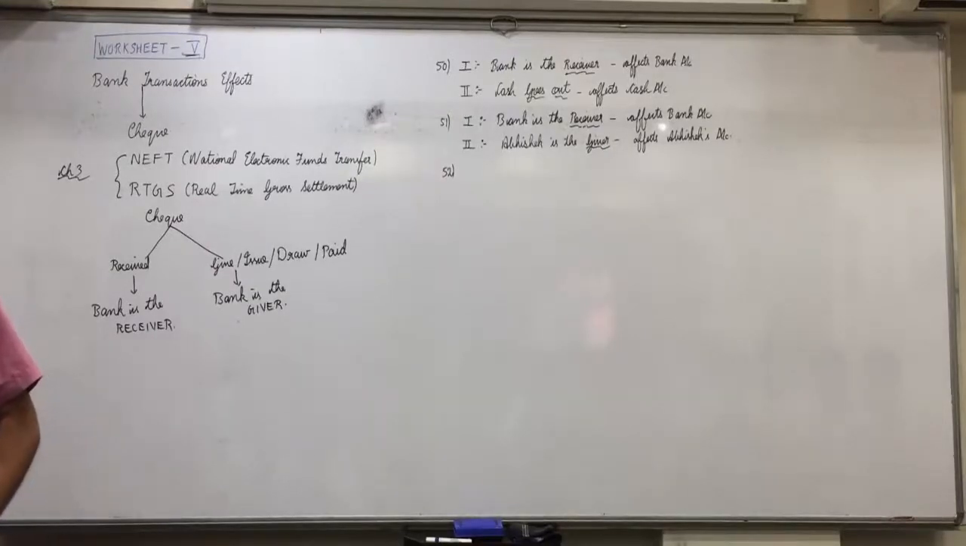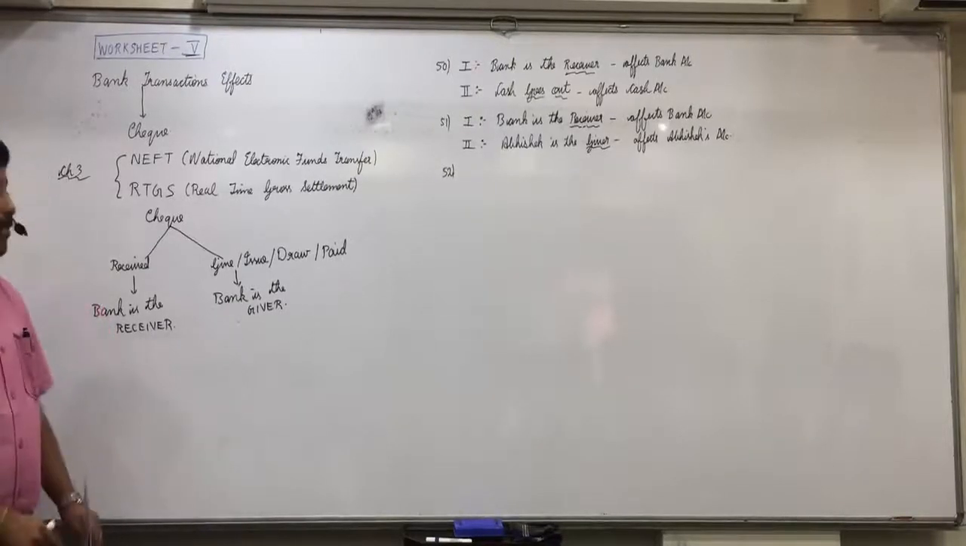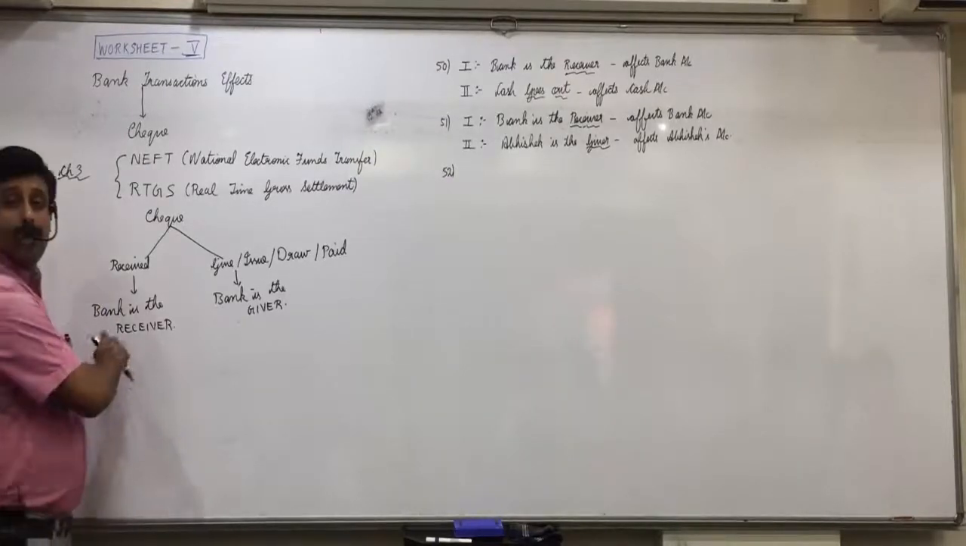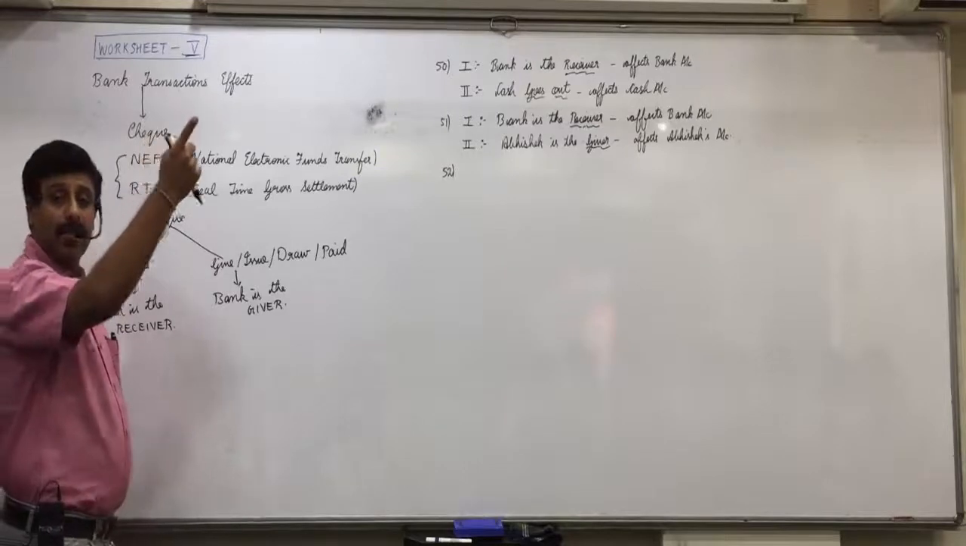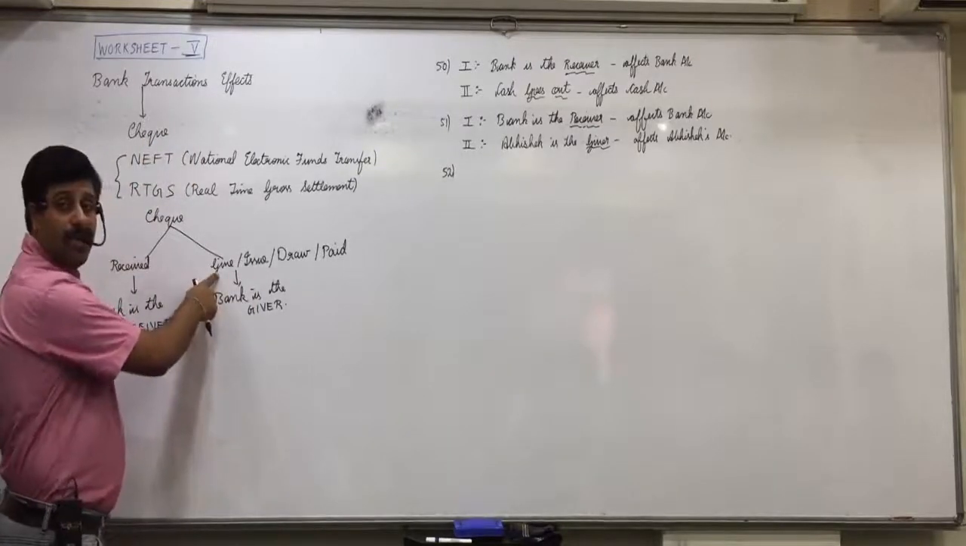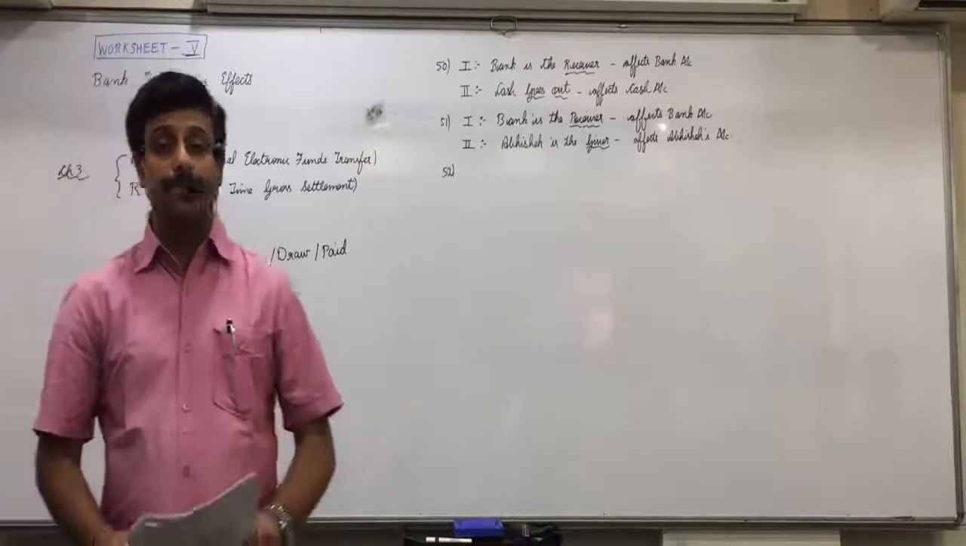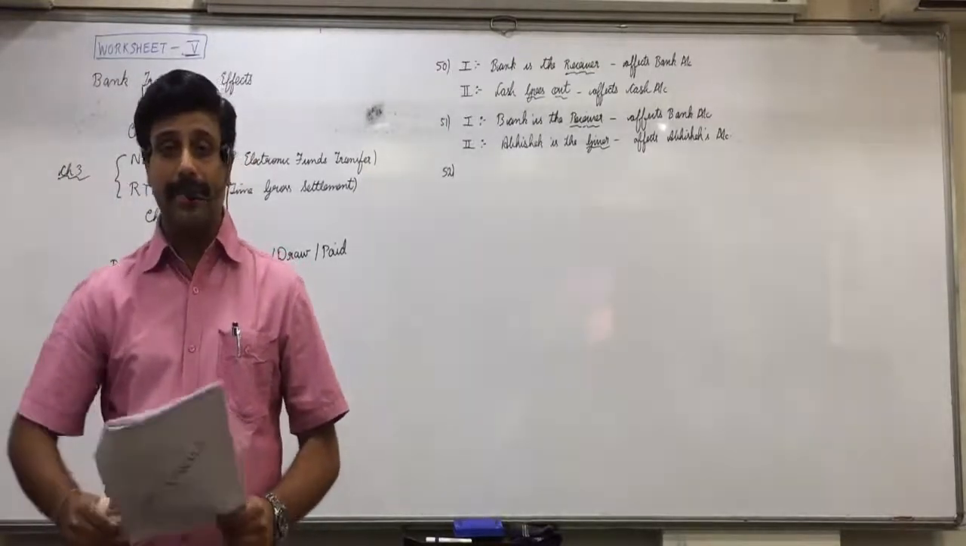Effect 1. We have received the check from Abhishek. What will we do with the check received? We'll deposit it in the bank. So bank is the receiver. Whenever a check is received, you'll write bank as the receiver because we'll deposit that in our bank account. And whenever we give a check to someone, you'll write bank as the giver. Any other doubts? All are clear with this?